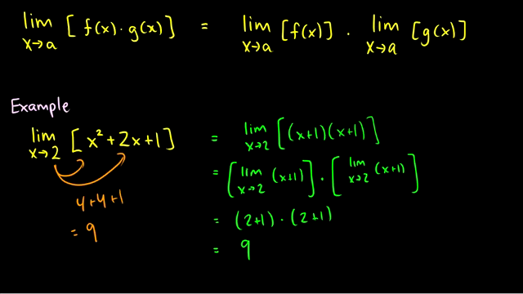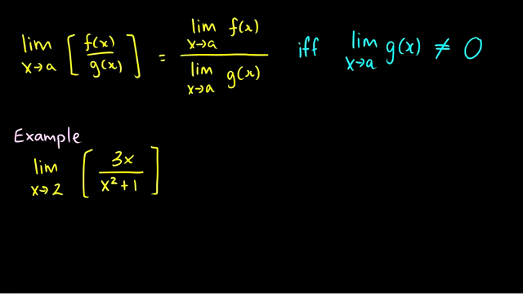Which, if you're dealing with something like x to the 5th, x to the 6th, it might be easier to break them down into two factors of x cubed, or maybe an x squared and an x cubed, and then take the limits separately just to make it easier for your computation. So this is a limit law you can use to make your computations a little bit easier on an exam if you see that it can be done.